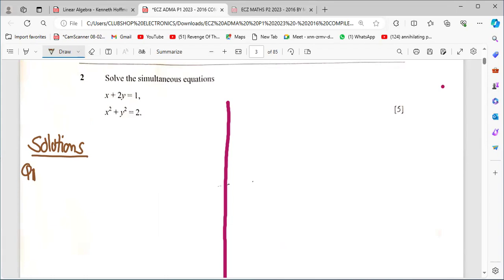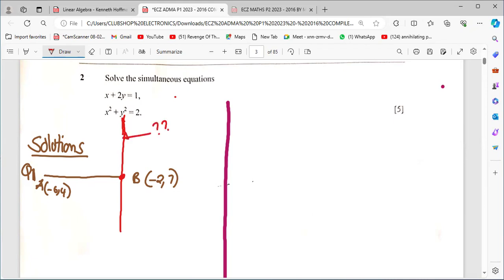So what we have is a line AB. We are told the coordinates of A are (-6,4), then B is (-2,7). Now we want to find the equation of a line that is perpendicular to this one and passing through point B. So this is point B. What is the equation of the one we want to find?